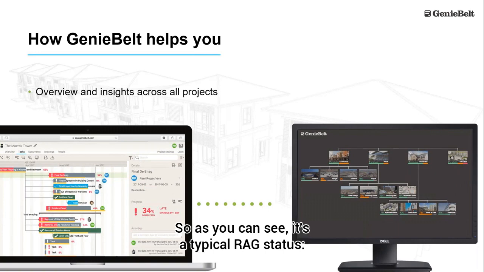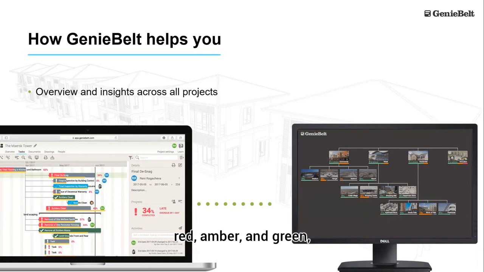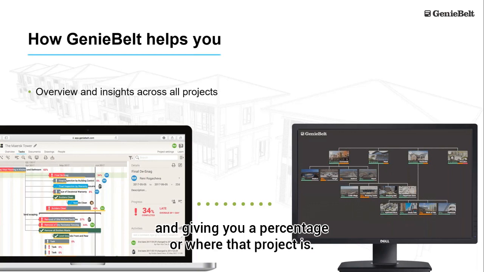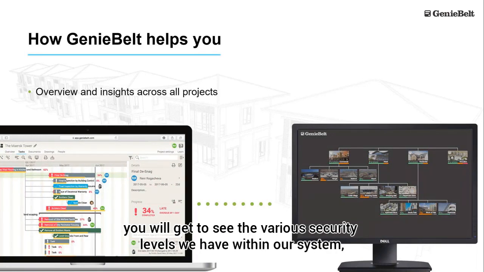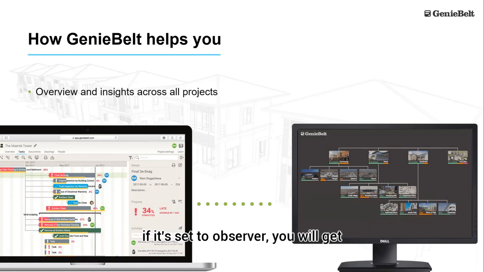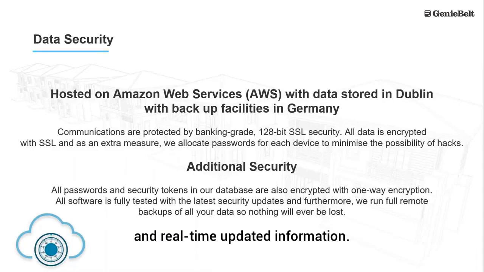Because as you can see, it's a typical RAG status: red, amber, and green, giving you a percentage of where that project is. So as an observer, and when you get to see the basic security levels we have within our system, if it's set to observer, you will get to see that view, but you won't be able to drill down to the detail behind. But it gives you that very quick, real-time updated information.